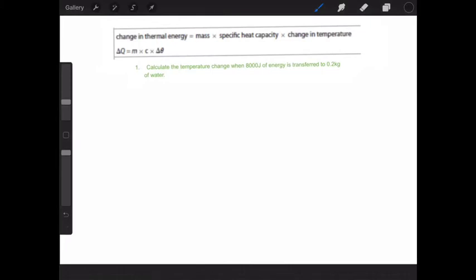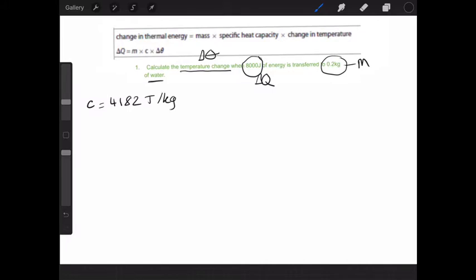So this first one is very similar to the question that was the last practice in the main part of the lesson. We're being asked to calculate the temperature change, so that is our delta Q part. We're being told we've got this much energy being transferred, that's our delta Q, and we are transferring to a standard unit of kilograms, a smaller mass of water. Now, we will have to remember and look up from the other parts of the lesson that the specific heat capacity for water is 4,182 joules per kilogram degrees Celsius.